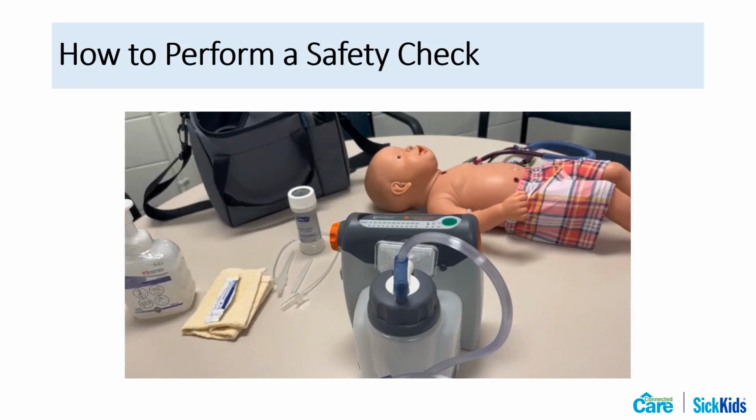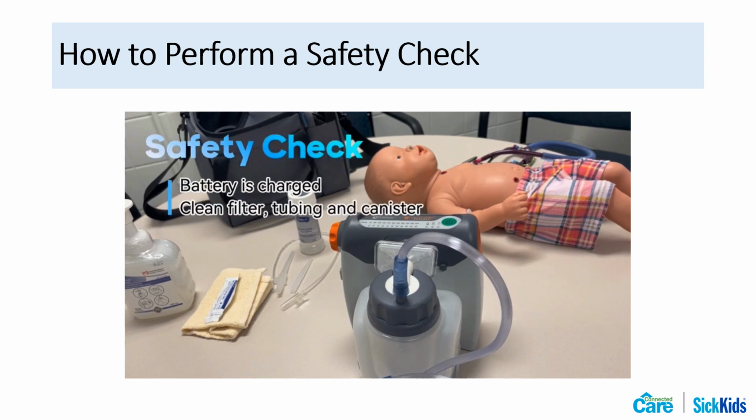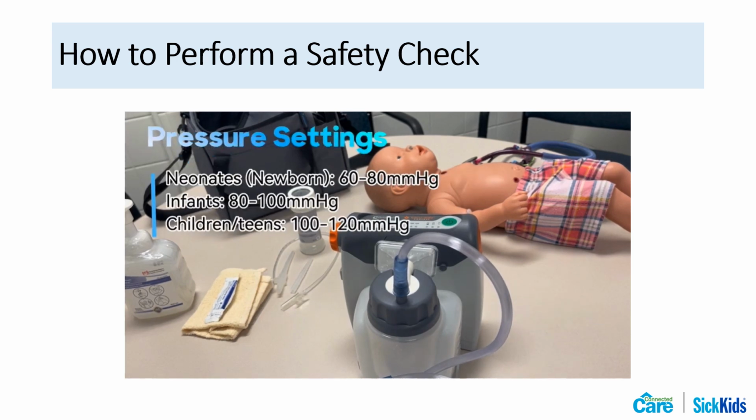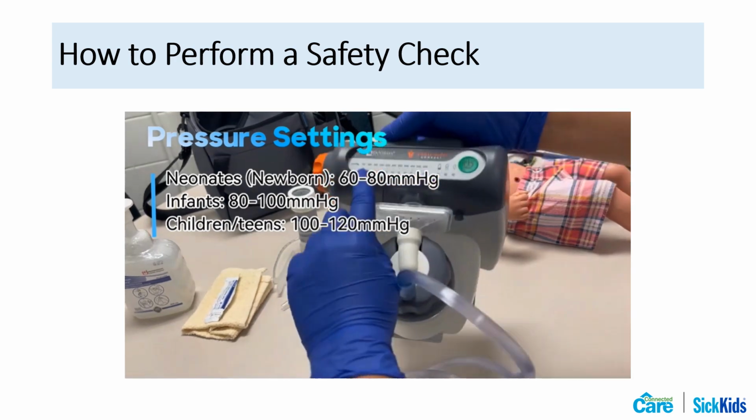In this video, we'll be going over the safety checks of a suction machine. At least once a day, ensure the battery of your machine is adequately charged and that all equipment is checked for a clean filter, tubing, and canister. Ensure that the suction catheter is the appropriate size, as it should not be larger than half the diameter of the child's nostril. An important safety check for the child's suction machine is to check the maximum pressure at which your machine is set.